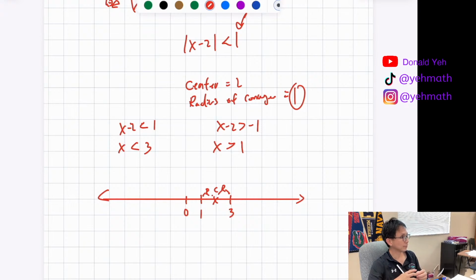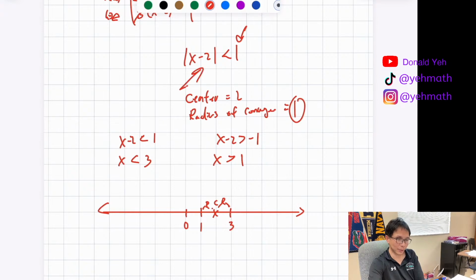1 to 3, what is that called? That's called the interval of convergence. And in order to find the radius, we have to take half of that, because the radius is like a diameter's half. Then how do we find the interval? For the interval, we basically solve the ratio test. We want to solve the ratio test for less than 1.